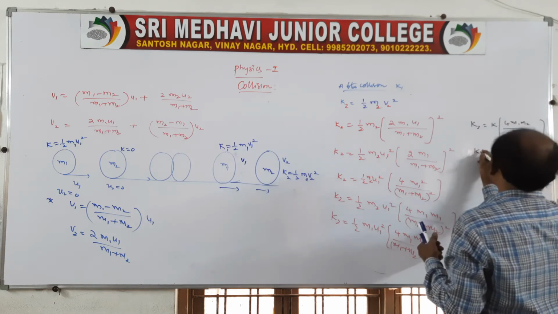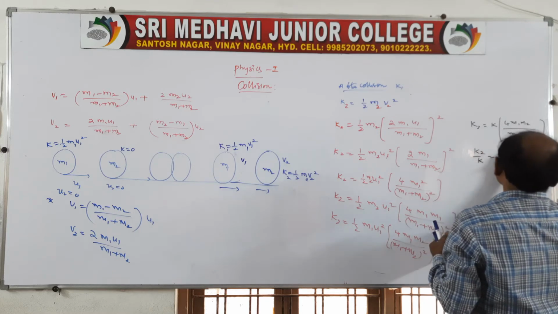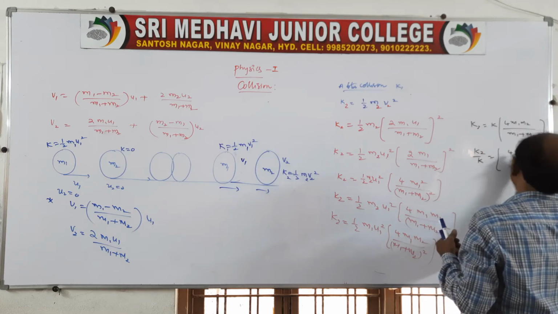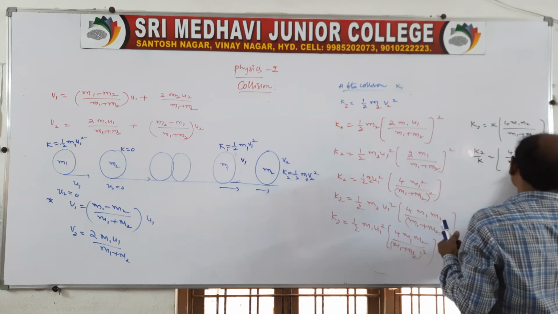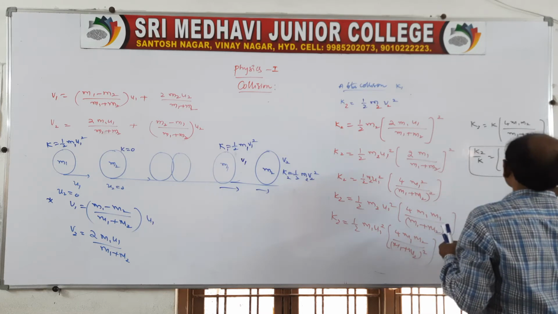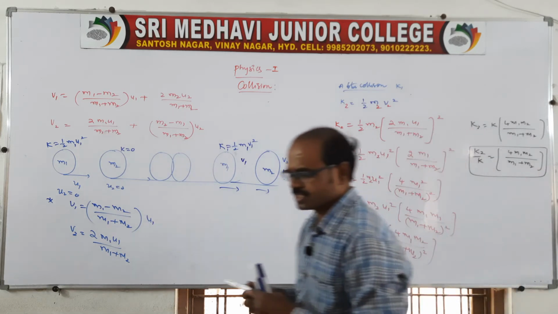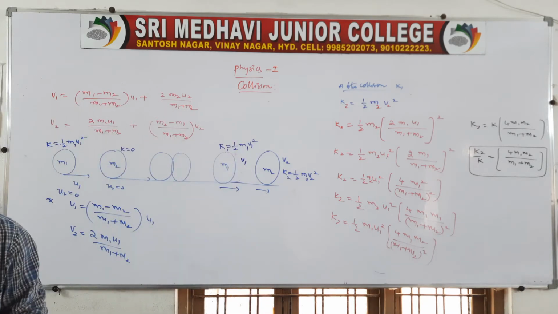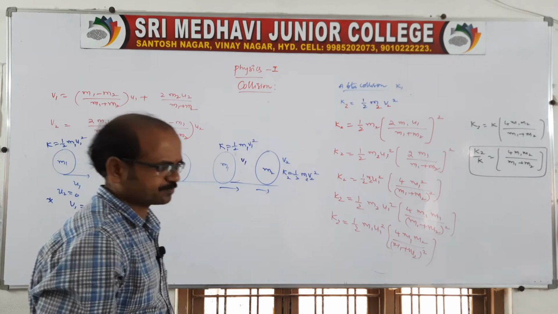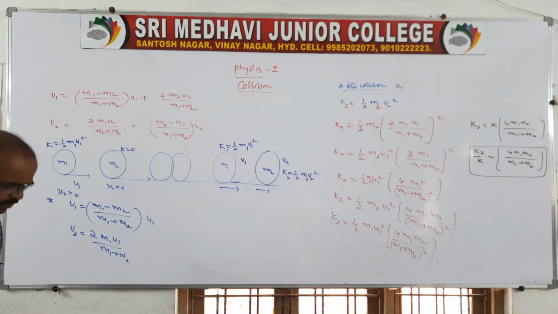So that k2 by k is equal to 4 m1 m2 by m1 plus m2 whole square. This is related to the energy, the fractional change in kinetic energy before and after the collision will be like this.